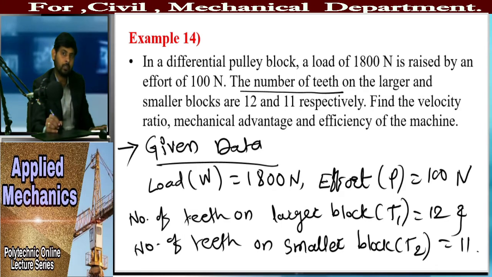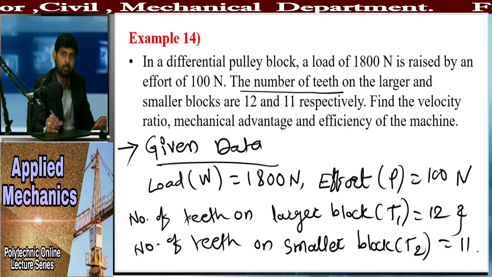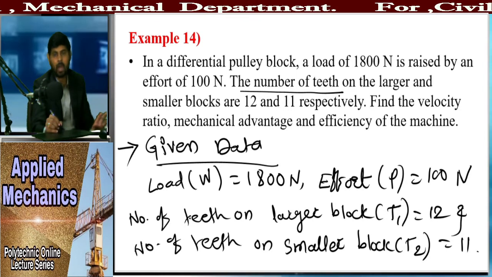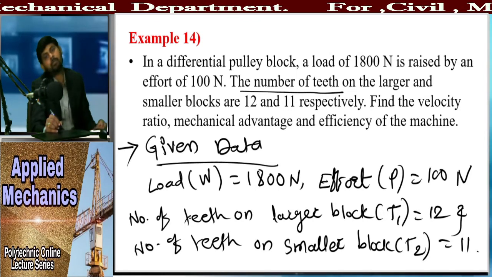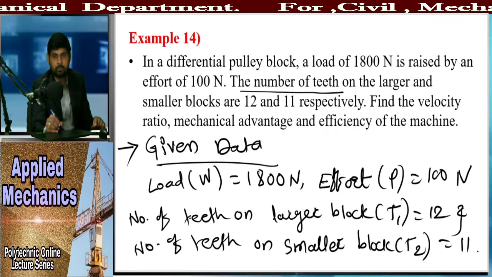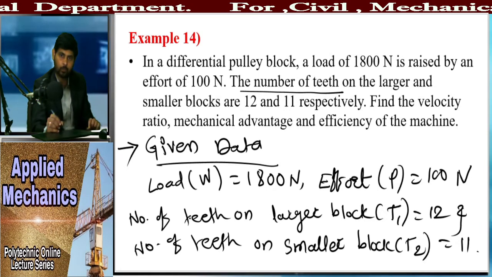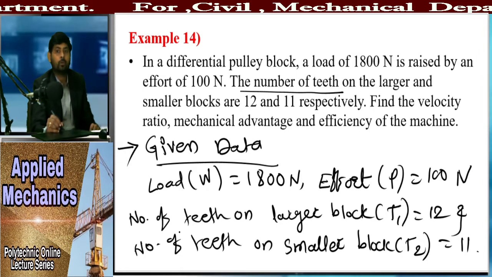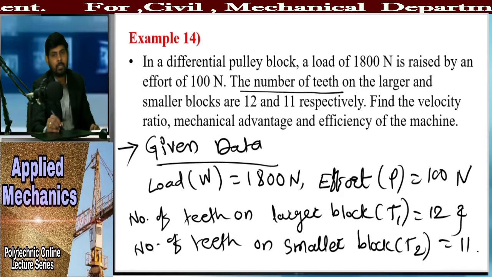Or if the value is given in radius form, you have to take velocity ratio is equal to 2r upon r minus r. And if the value is given in teeth form, that is T1 and T2, at that time you have to take velocity ratio is equal to 2T1 divided by T1 minus T2.